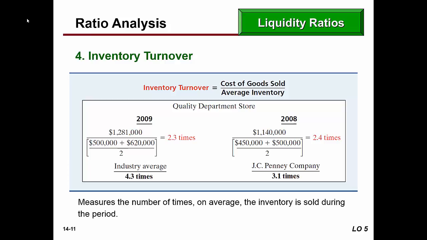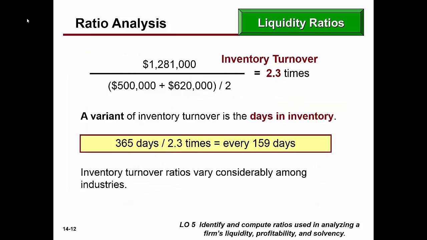This company turned their inventory over 2.3 times. Now we take that and divide 365 days by it, and that tells us how long it takes for them to move an item out of their inventory, and this is 159 days. If we're talking about a car dealership, maybe 159 days is pretty darn good, right? If we're talking about a sushi restaurant, don't eat there, right? So it really depends on the industry as to whether or not this is a good or bad days in inventory status. Okay?